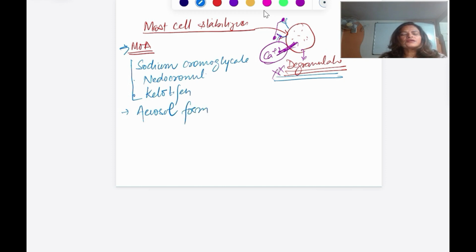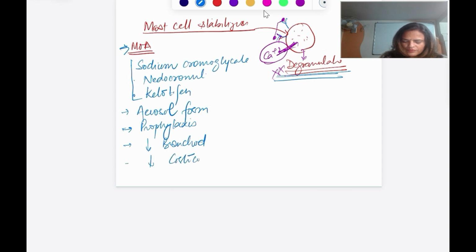So advantage of this drug is, once we put the patient on this, it is not a bronchodilator. It does not exert any anti-inflammatory action. It is just going to inhibit this degranulation. So we use it as a prophylaxis. Then once you put the patient on this, it is going to decrease the dose of both bronchodilator and also the corticosteroids. So this is about the mast cell stabilizer.